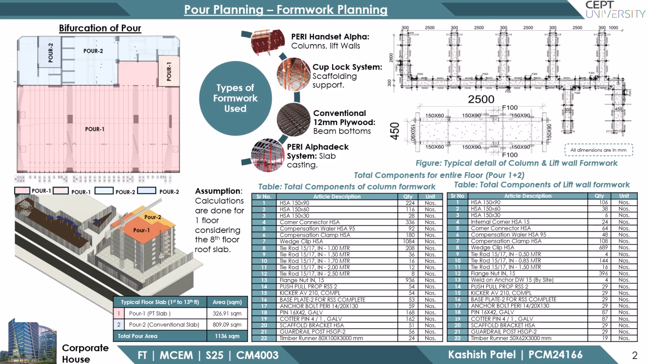Starting with formwork planning, there are three types of formwork systems used: peri-handset alpha for columns, peri-alpha deck system for slab, and conventional formwork for beam bottoms. Couplock system is used for scaffoldings. We can see the section for column and lift wall formwork here. All the elements of formwork were calculated according to these plans. Tables here show the breakdown of formwork components for columns and lift walls.